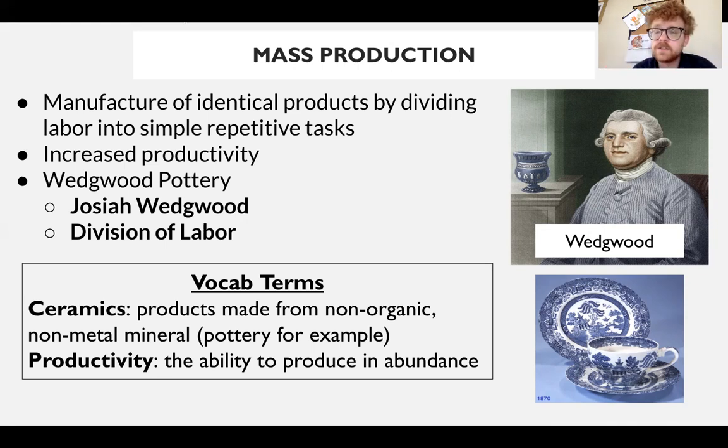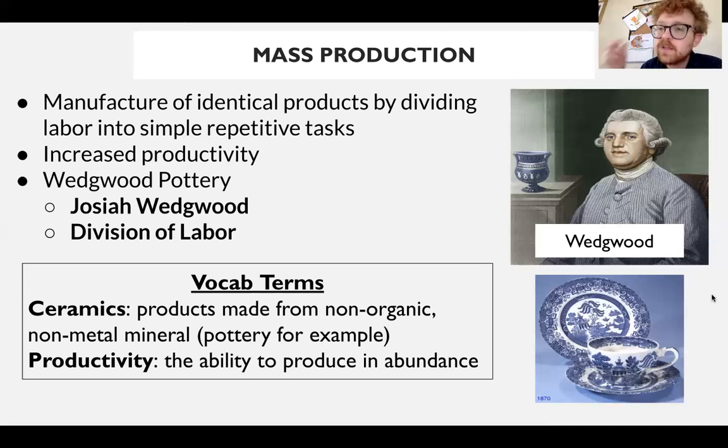And where do we first see this? We are going to first see this in the pottery or ceramics industry. So we'll see that because of this man right here. His name is Josiah Wedgwood. Wedgwood is an English industrialist who is going to use these ideas of mass production and apply them to ceramics.